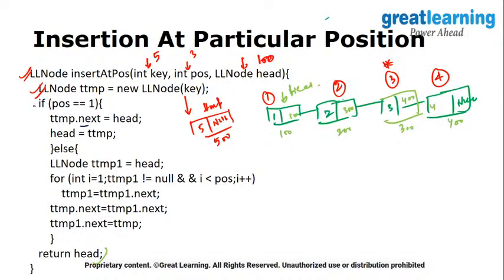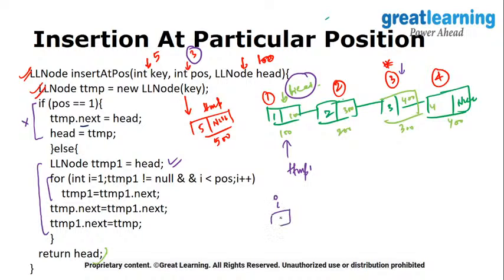Great. So now, will this if be executed? No, because our head is pointing to 100 and our position is not 1, our position is 3. Now we go into the else part. Again, we will never change this head, so that is why we are using this pointer ttmp1 that is pointing to the head node. This step is done. Now we will traverse to that particular location, that is 3, and insert our new node there. We have this iterator I, which at the start is 1, and we have ttmp.